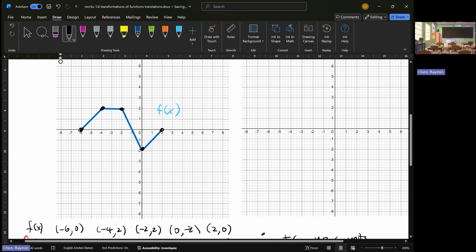So now we still have our function. Notice since we have this function that we're going to look at, again, it goes from -6, 0, -4, 2, -2, 2, 0, -2, and 2, 0. I'm now going to look at the D value, and some of you will find this difficult, so please bear with me. What we're looking at is f at x maybe -3.